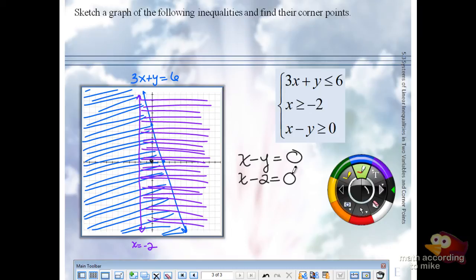The reason this is icky is because it happens to go through the origin, which gives us more work. But when we go to do our shading and pick our test point, we cannot pick the origin because this point, 0, 0, is on the line x minus y equals 0. So pick any point that's clearly not on the line.